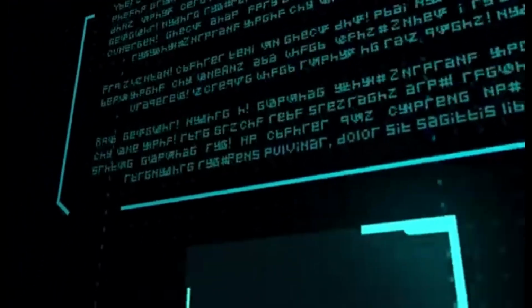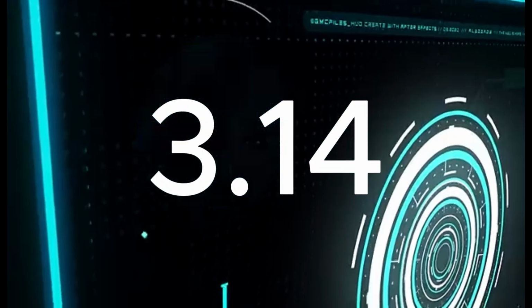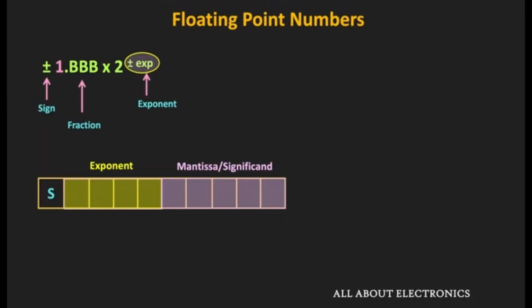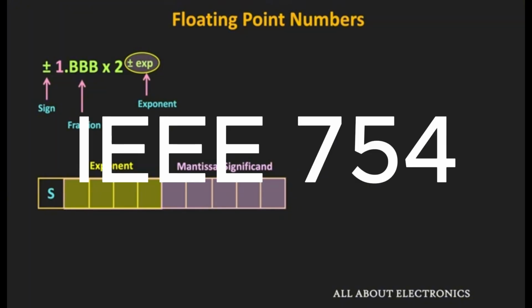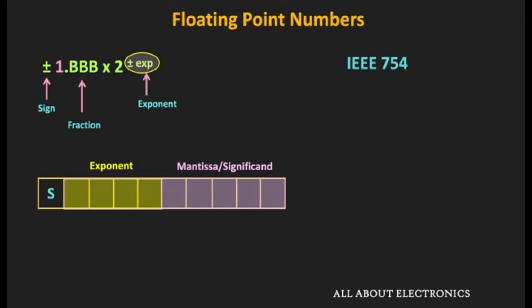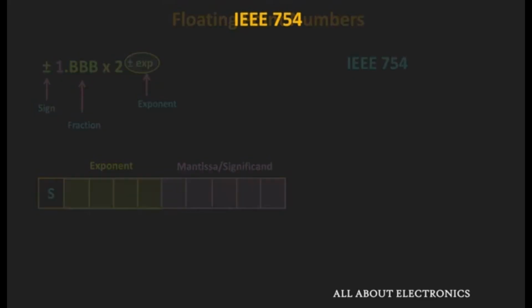What about decimals like 3.14? That's where floating point numbers come in. Computers use the IEEE 754, which is kind of like scientific notation. It stores a sign and an exponent, so it can handle really big or really small numbers.